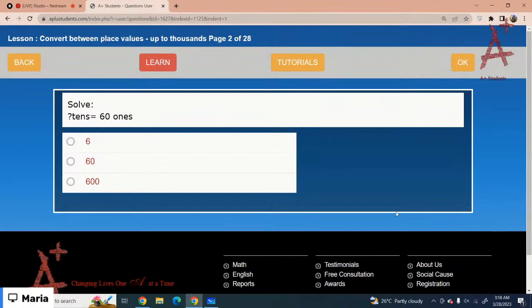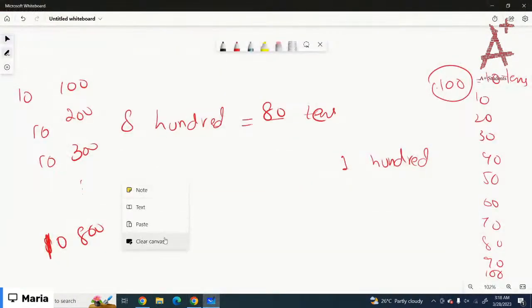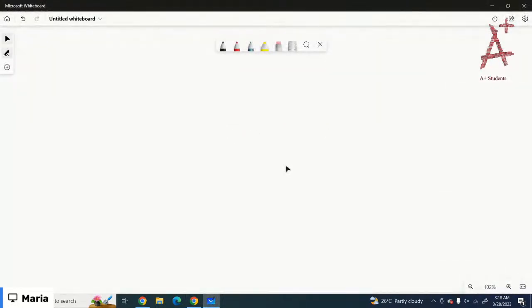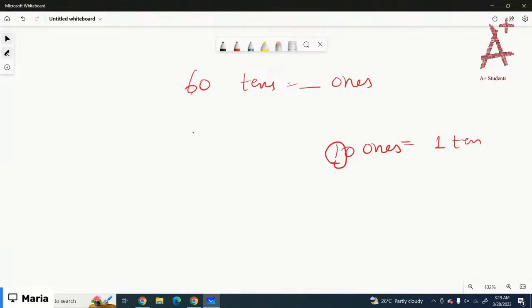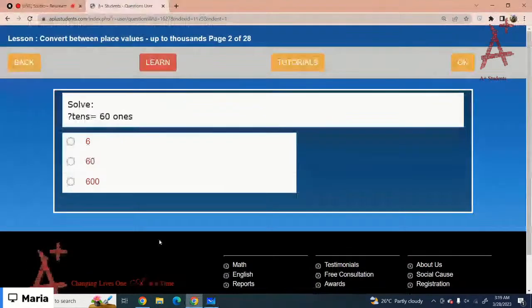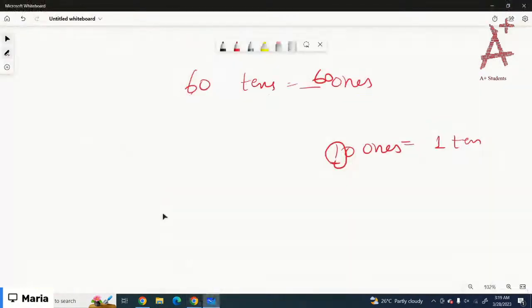Okay, in 60 ones, how many tens do we have? 60 tens equals how many ones? 10 tens have 100 ones. Got it? Just look at the digit that is at the tens position. It is 6. Then 60 tens has 60 ones. Got it? Oh, sorry. We are going from ones to tens.